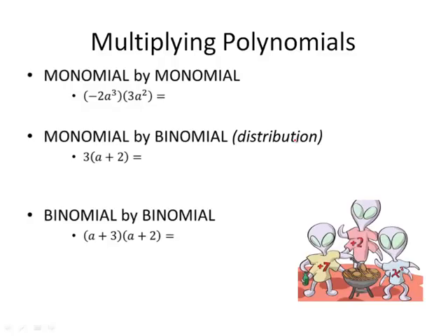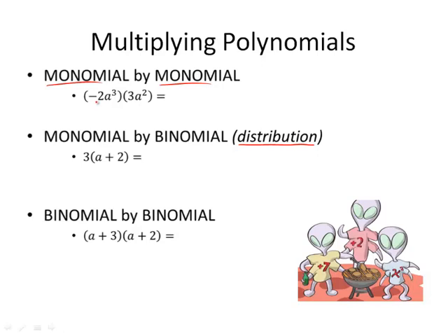This lesson is on multiplying polynomials. Multiplying polynomials can essentially be done using the distribution property. The simplest example of multiplying polynomials is multiplying a monomial by a monomial. We have seen this before when we learned about rules on combining exponents. So let's take a look again here.